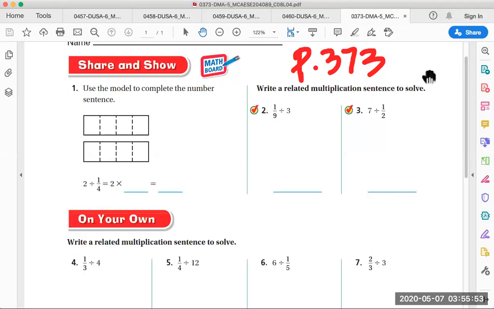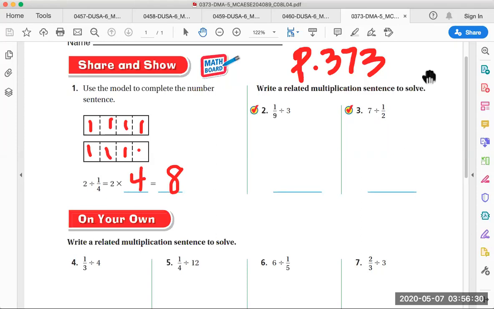So open your books to page 373 and we will work on these problems together. All right, number 1 has a model and it wants you to solve 2 divided by 1/4 by turning it into a multiplication problem. But let's use the model. So you see that we have 2 rectangles and we want to count the number of 1/4. How many 1/4 does it take to make 2? Well, we can count them. 1, 2, 3, 4, 5, 6, 7, 8. There are 8 of them, and that is the same as 2 times 4.